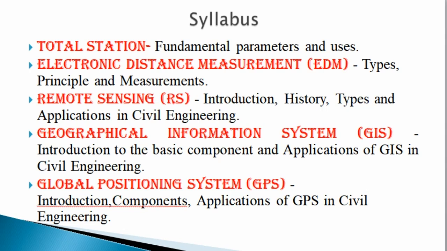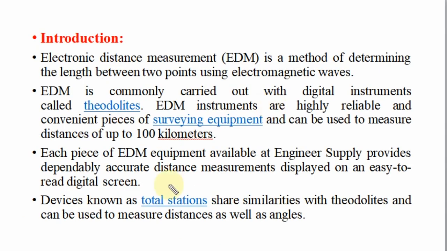So, first we see the EDM, that is nothing but the electronic distance measurement. This instrument is used to measure the length between 2 points using electromagnetic waves. This is very important. As we know, there are different methods to measure length, such as measuring manually by chain and tape. These are linear measurements, but by using electronic distance measurement, we get an accurate result and the accurate distance between the 2 points.